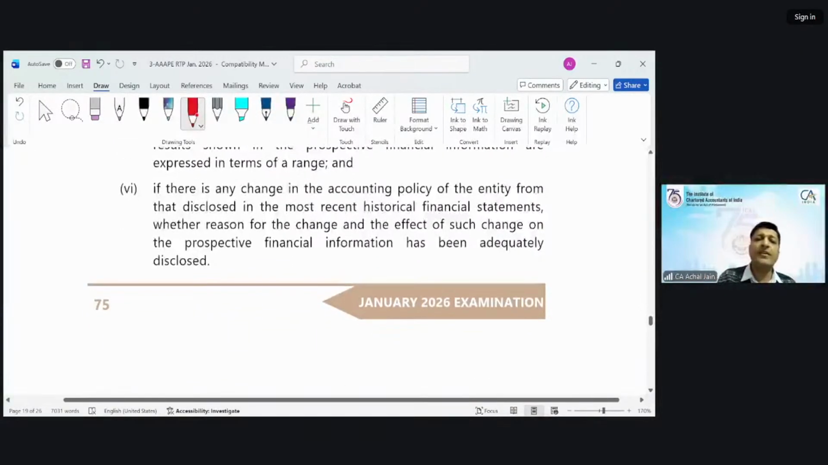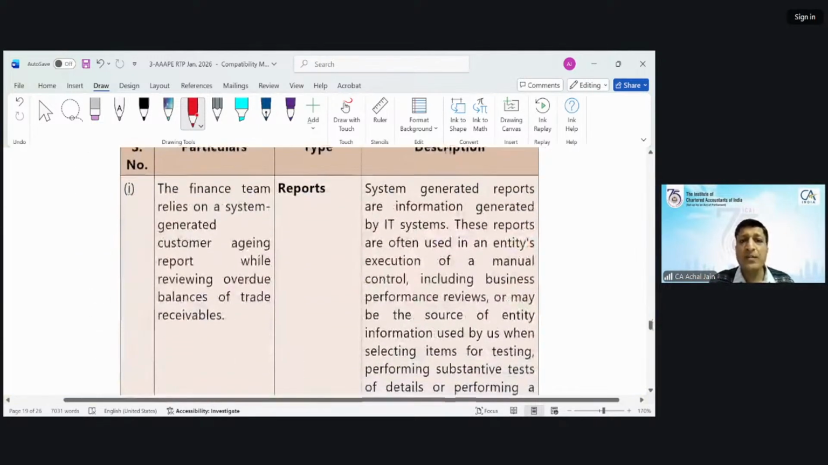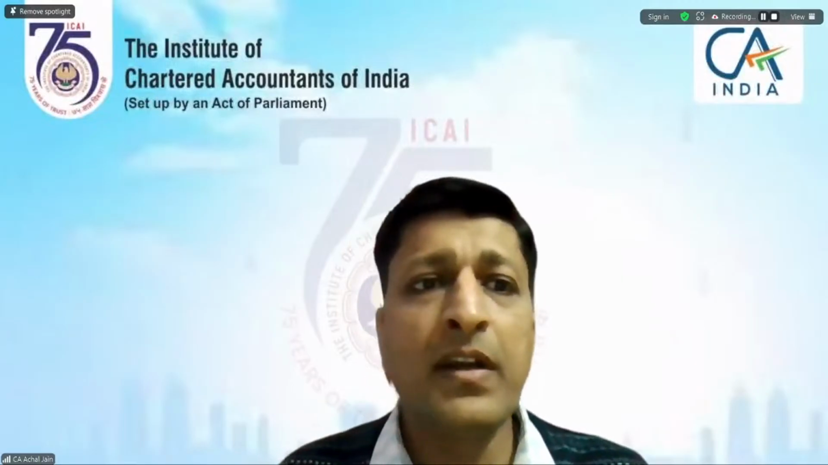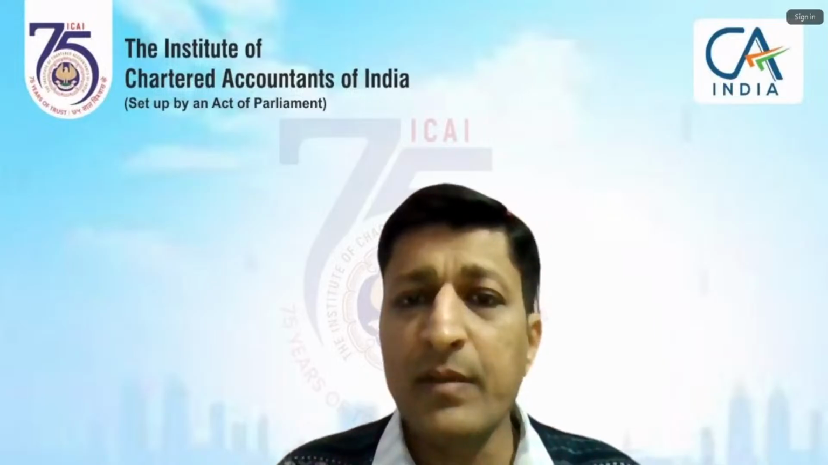If there is any change in accounting policy from that disclosed in the most recent historical financial statements, whether the reason for the change and the effect of such change have been adequately disclosed, which seems to have been happening in the given case also. Yes or no? So these are some of the considerations you'll have. Now, let me just also look at one more document. Just give me a minute and then we'll take a break.